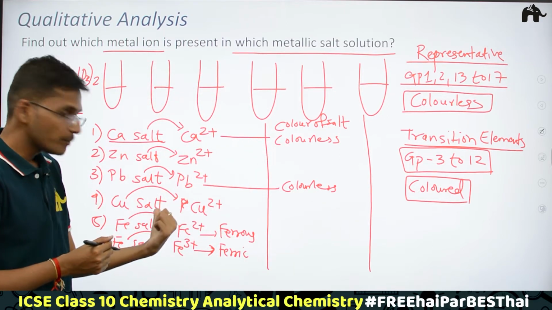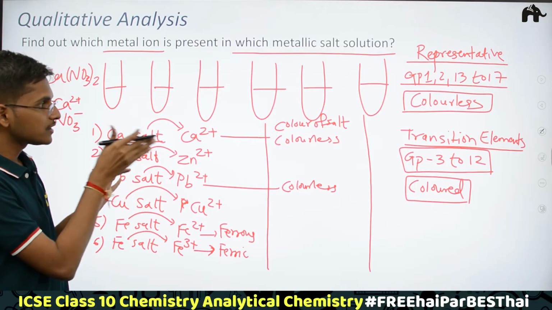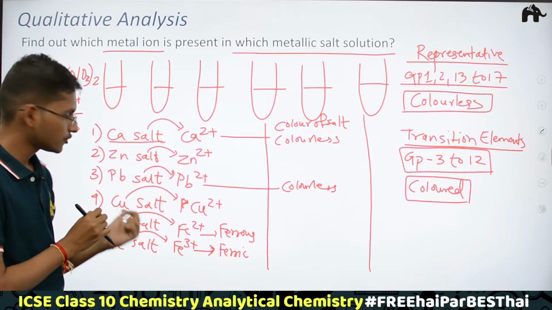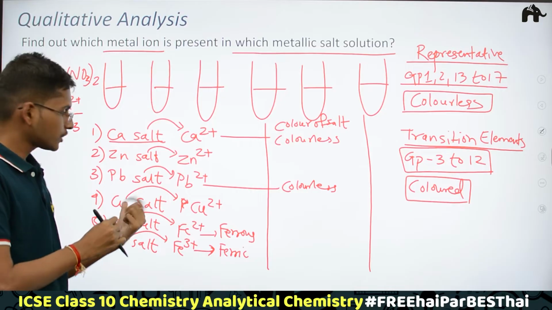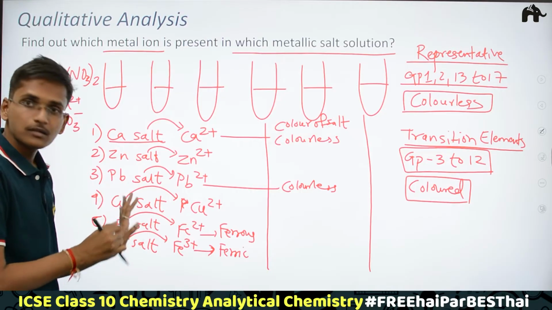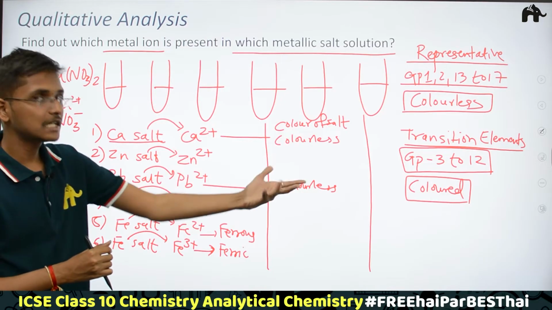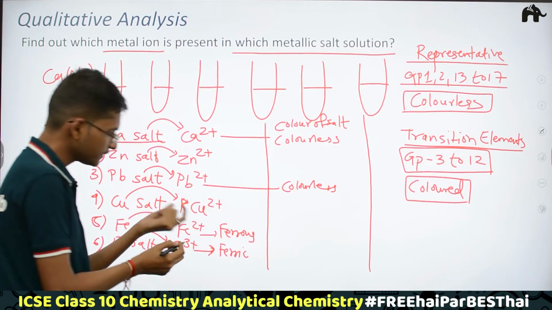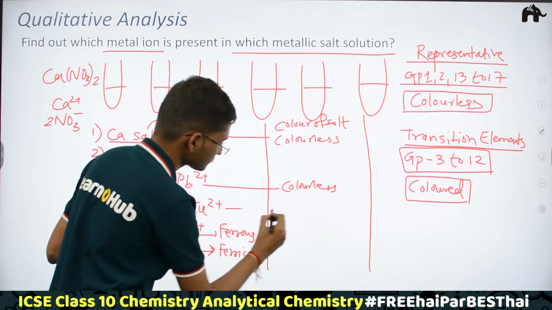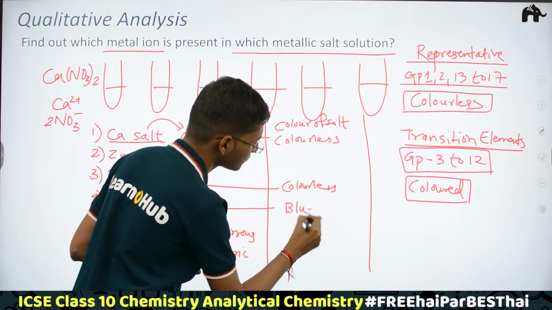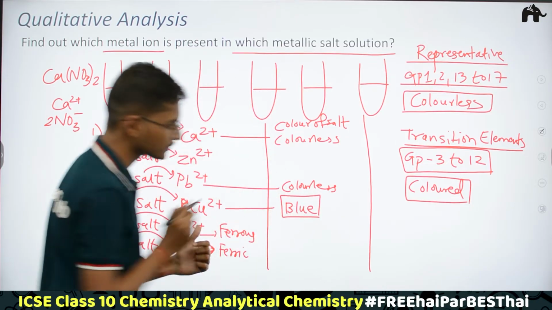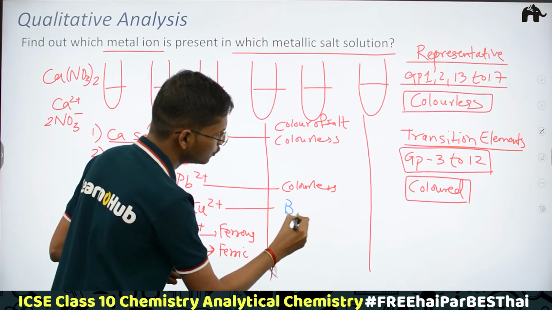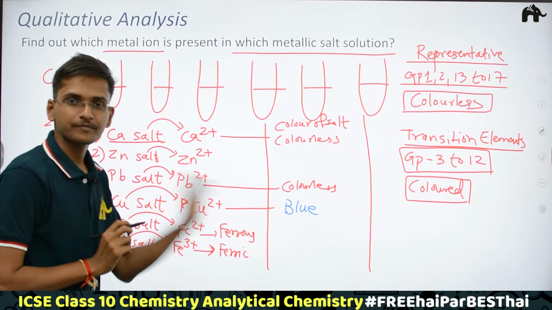Then copper, now let's come to the transition elements. Copper is a transition element, iron is a transition element. Now these elements' salts would be colored. So this copper salt, which has the Cu2+ ion in it, is blue colored.